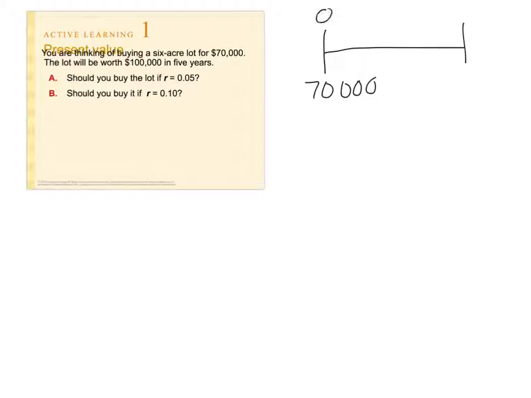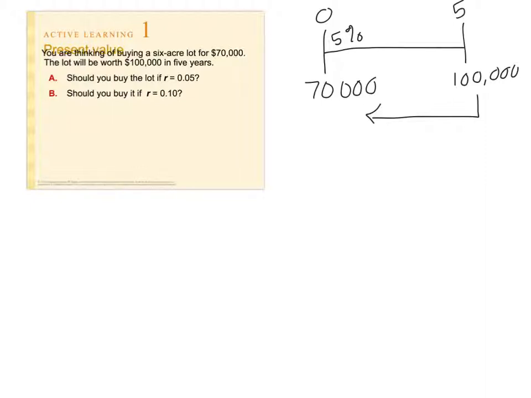So that's time period 0. We're going to first look at this at 5%, and it'll be worth $100,000 five years from now. So we want to bring that $100,000 back to today and evaluate what this will be worth today. What's the actual value today at 5%?